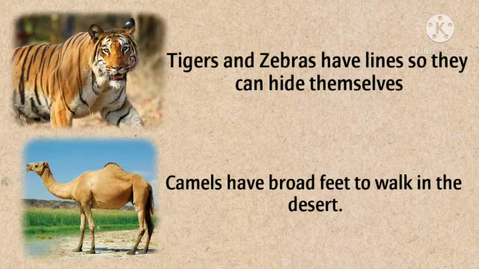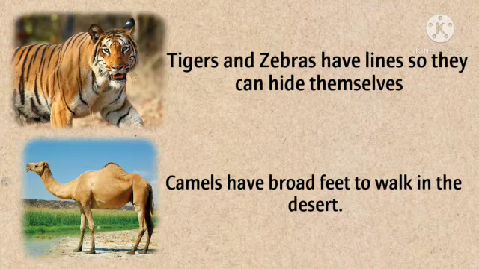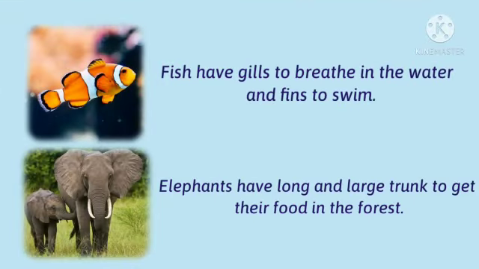Some more examples of adaptations are given below. Tigers and zebras have lines so they can hide themselves. Next one, camels have broad feet to walk in the desert. Fish have gills to breathe in the water and fins to swim. Elephants have long and large trunk to get their food in the forest.